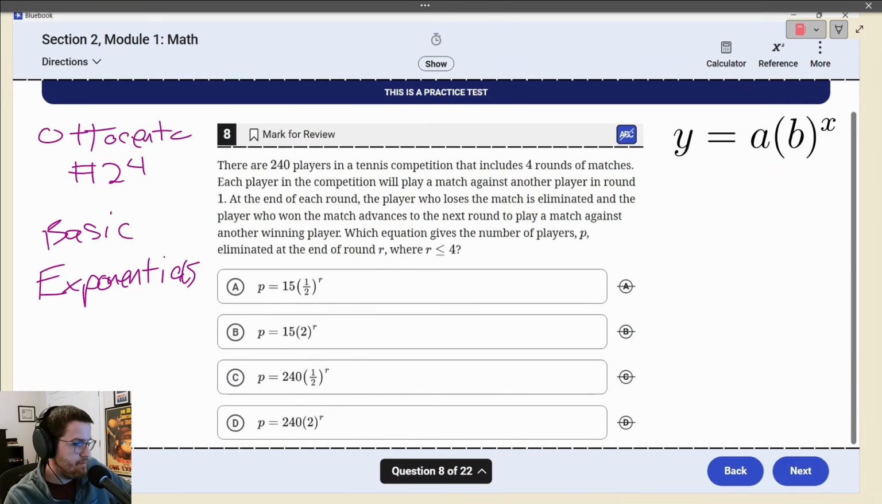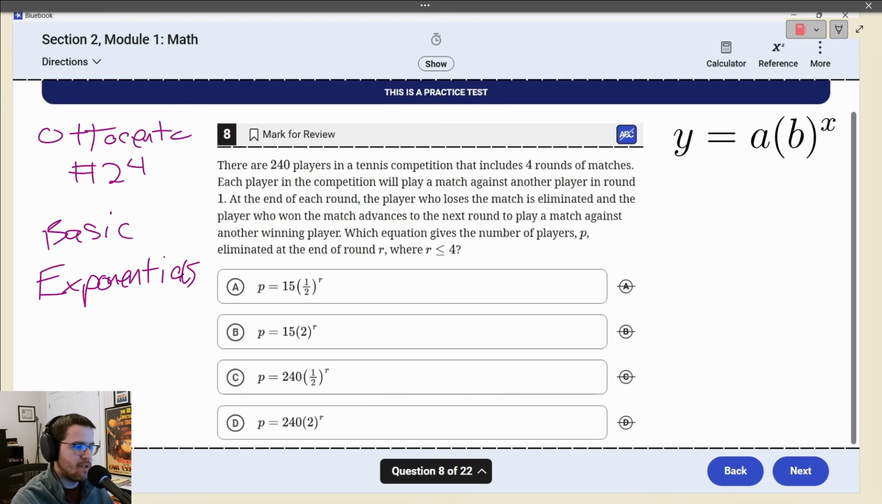Okay, question 8. I go over this in great detail in my Ottocento number 24 on basic exponentials. If you haven't watched already, please go watch it. I put up the equation for a basic exponential, y equals a times b to the x, on the board. You see that's very similar to what's in the choices, right?